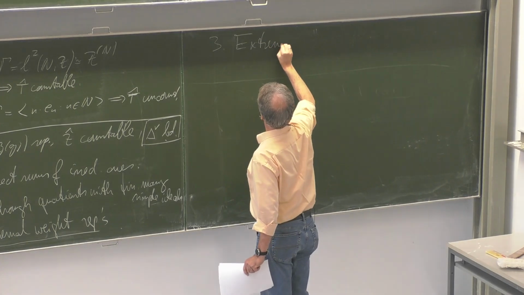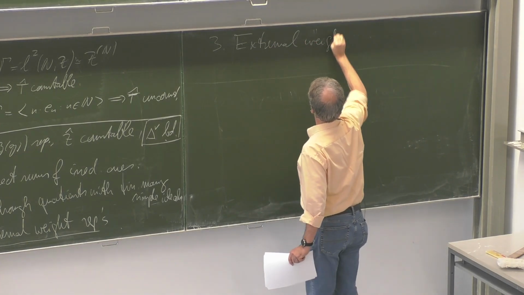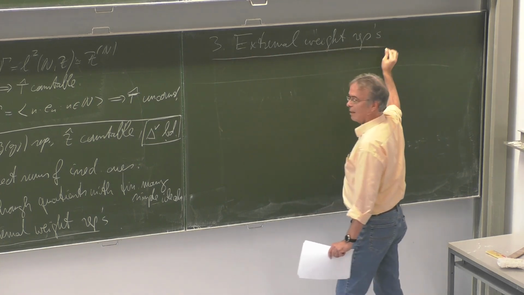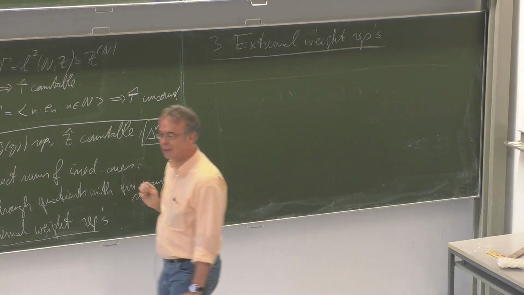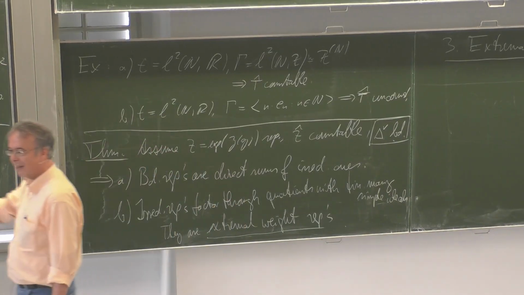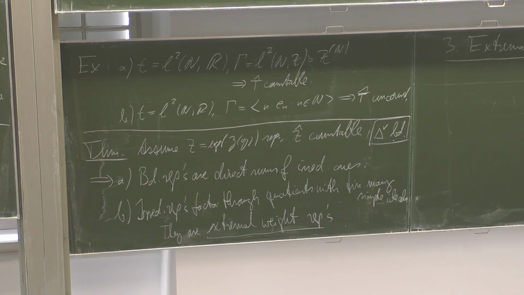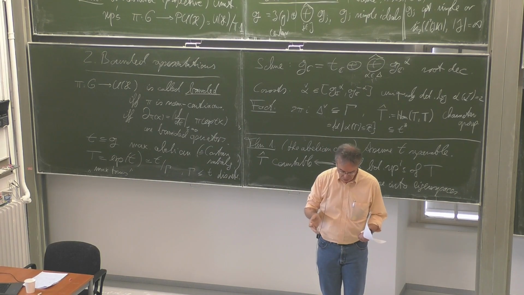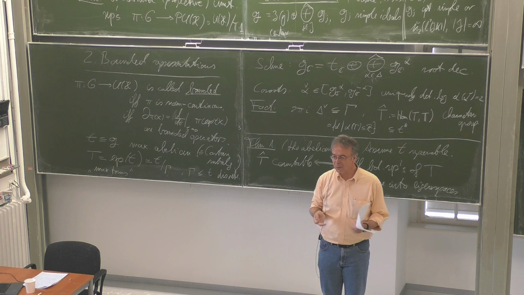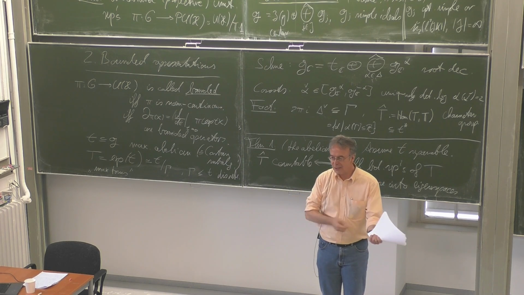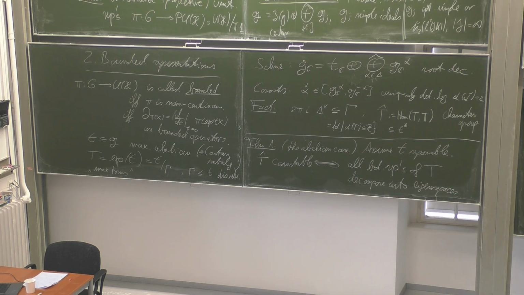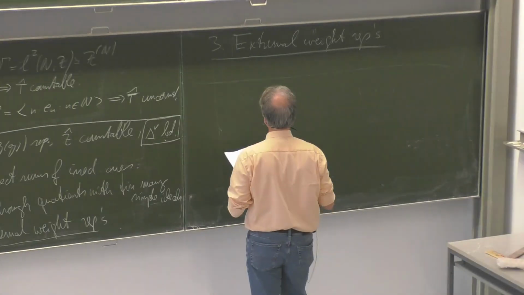What are extremal weight representations? Well, in a way, it's something like highest weight representations without saying what highest means. Right? Because to say what highest weight representation means, you have to choose a positive system of roots, but when you have infinite dimensional root systems, there are so many positive systems that that's hard to specify.